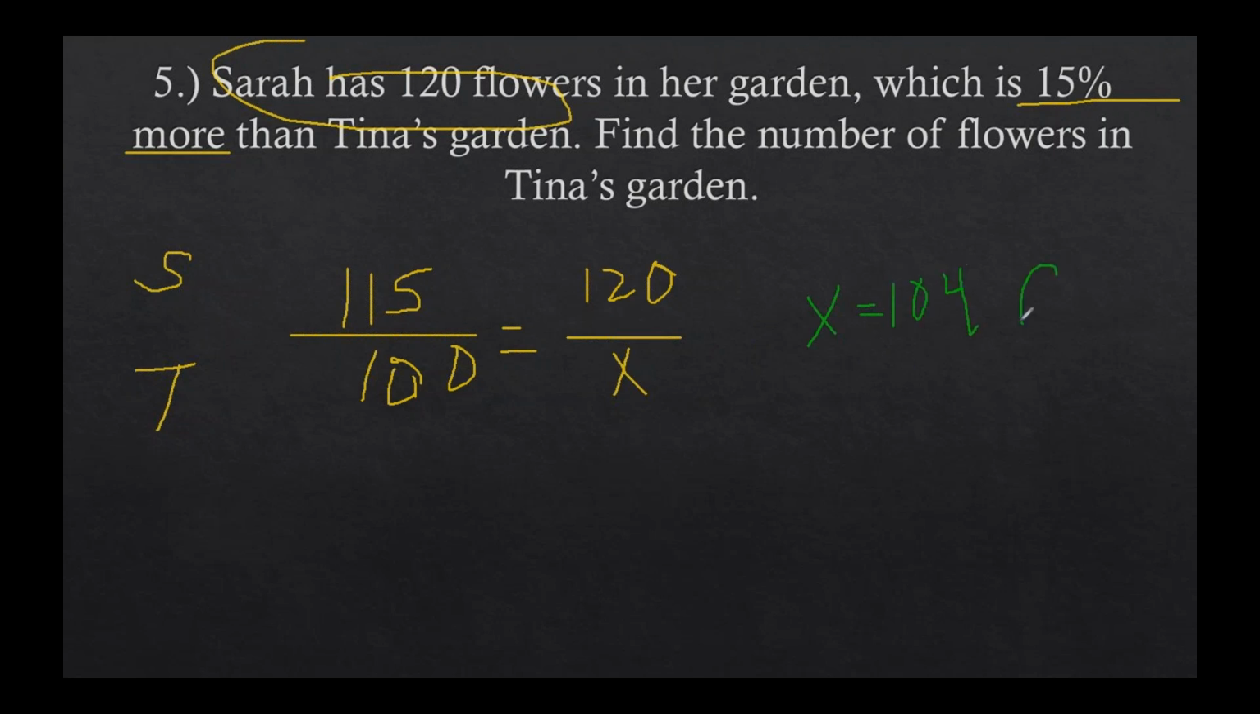104. When you're done with these problems, you work it out, go back and look and say, okay, so I have that Tina has 104 and Sarah has 120 flowers in her garden, which is 15% more than Tina. If you had flipped these, you would have gotten that Tina would have had more flowers than Sarah, and it clearly says that Sarah has more than Tina. So you can figure out, even if you set it up wrong, go back and reread the problem, and that will tell you whether or not you screwed something up just by the basis of your answer.